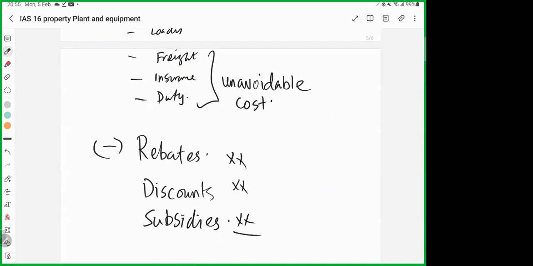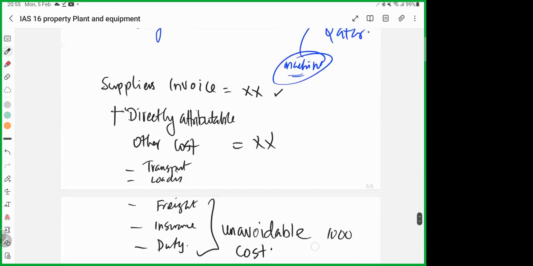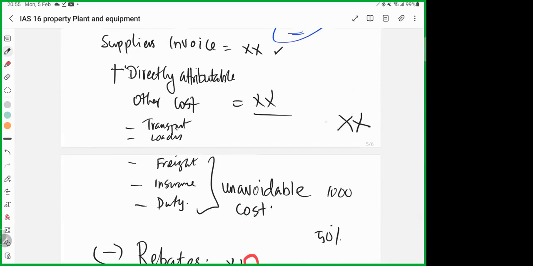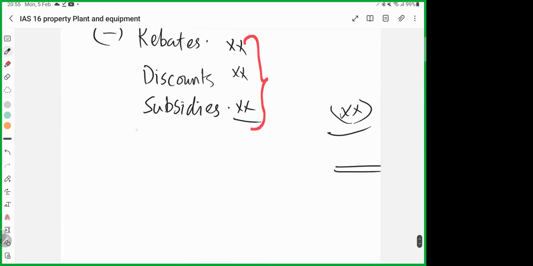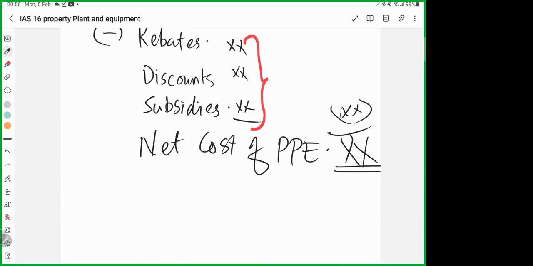For example, you have to pay custom duty of 1 million. And the government says, we will bear 50%. So how much will you pay then? 500. Correct. So that balance 500, you can classify within this category. Okay, this counts as subsidies. So this minus this will be your net cost of PPE. Understood? Yes.